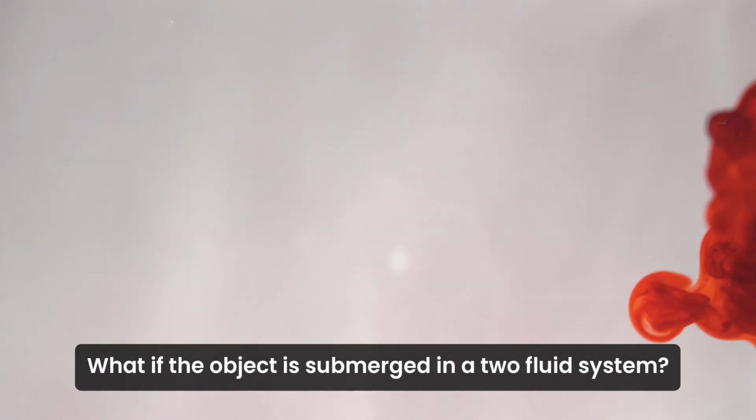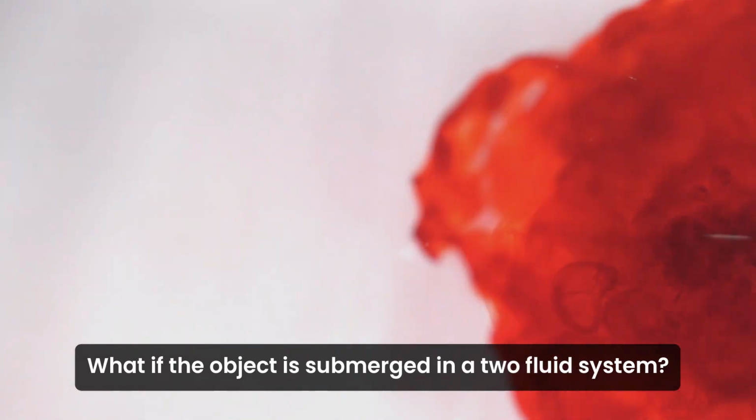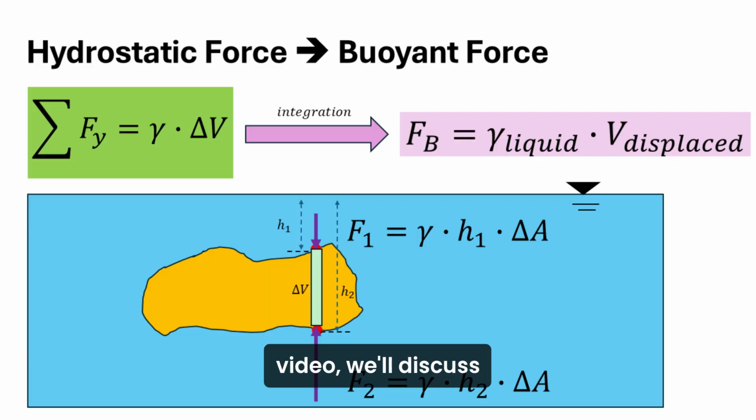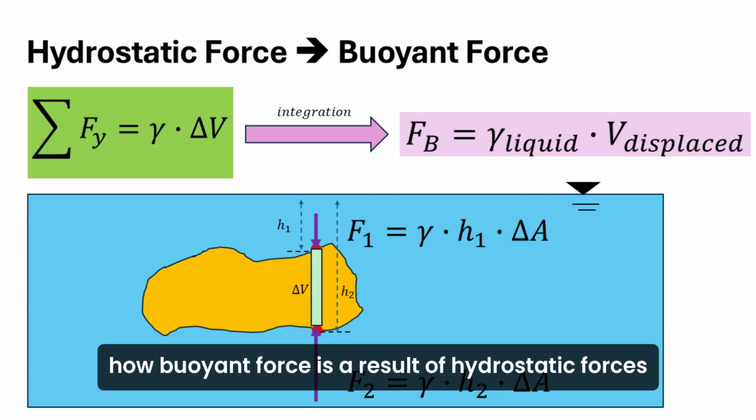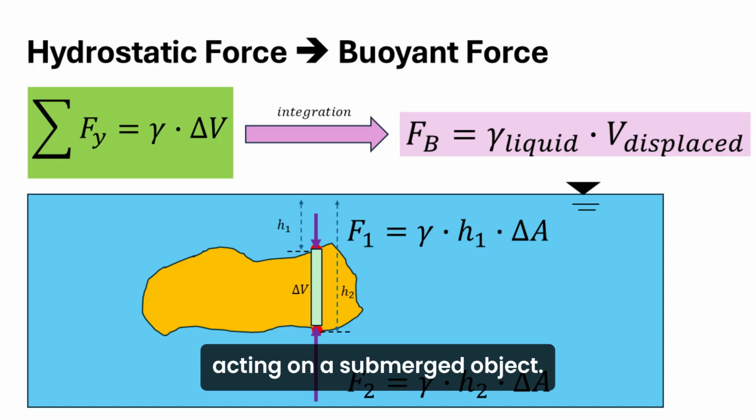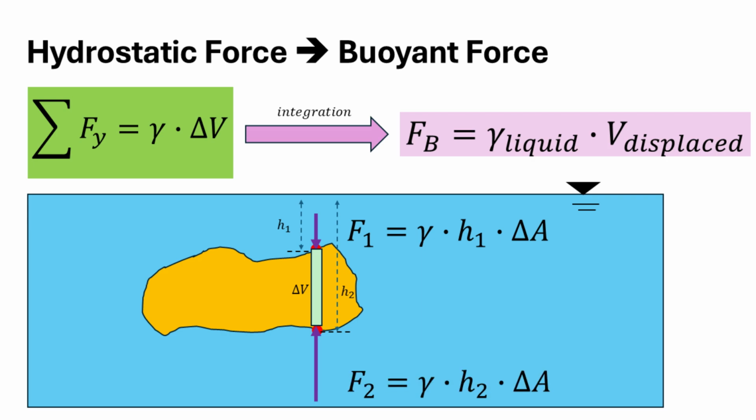What if the object is submerged in a two-fluid system? In this video, we'll discuss how buoyant force is a result of hydrostatic forces acting on the submerged object, and we'll work on an example problem of a two-fluid system.